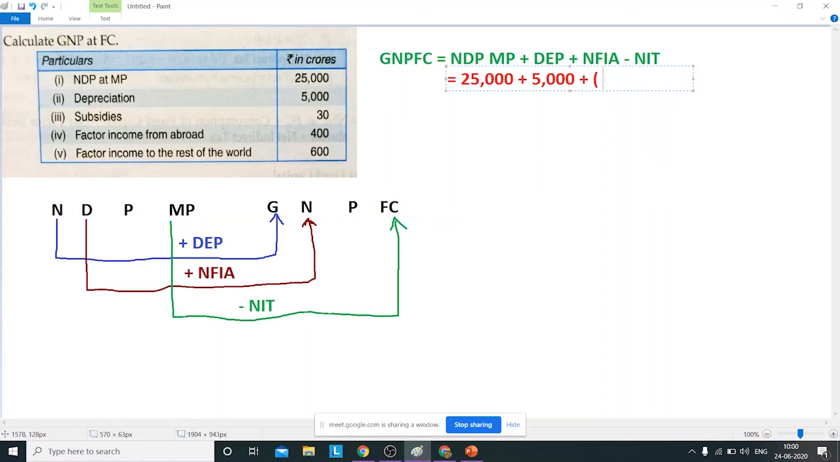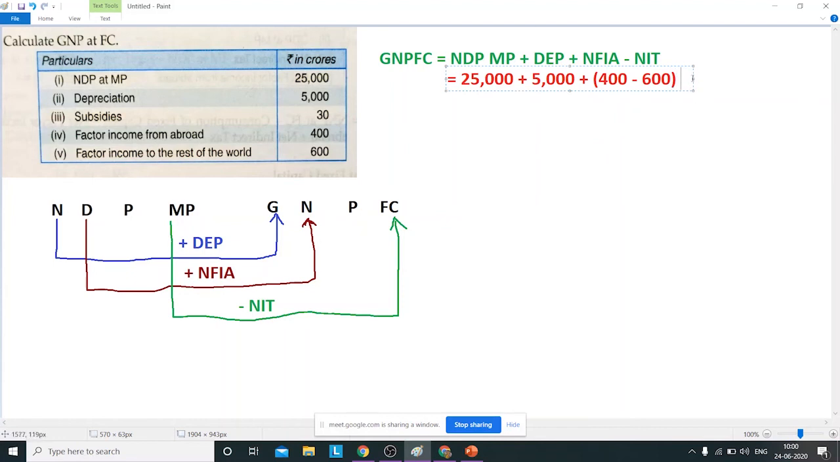How we can find out? Factor income from abroad minus factor income to abroad. So factor income from abroad, how much it is? 400 minus to abroad, how much it is? To the rest of the world, it is 600. I'll close the bracket.